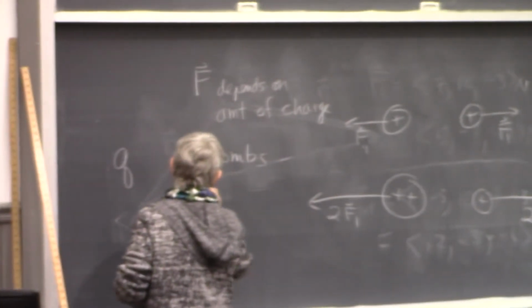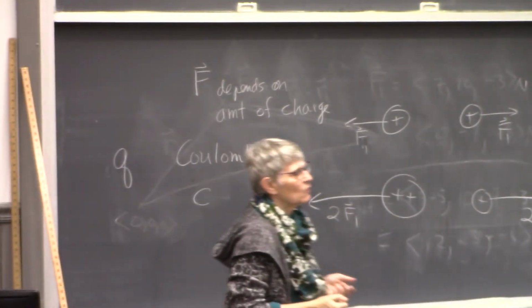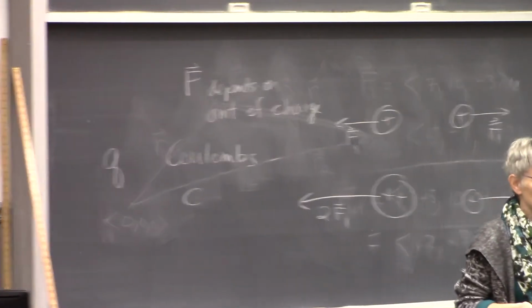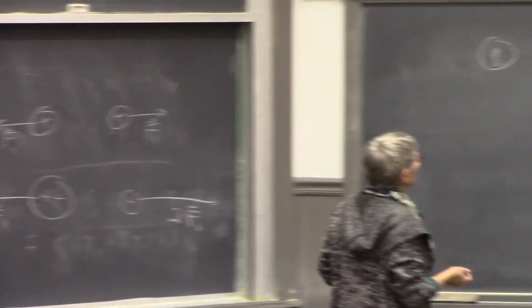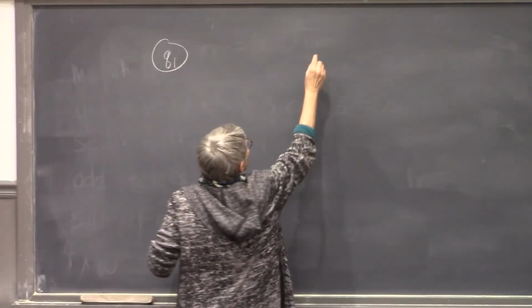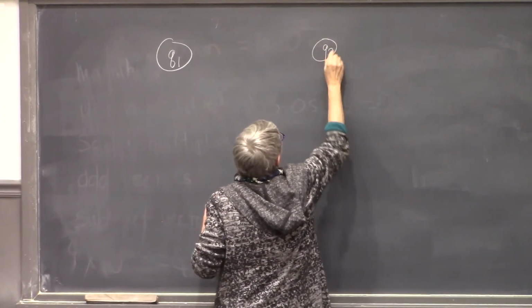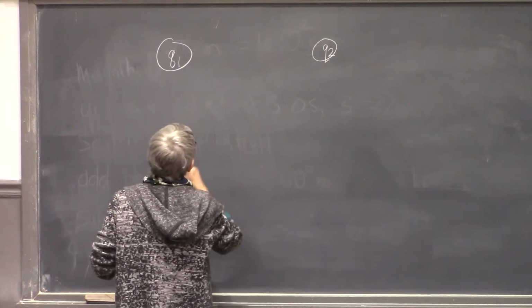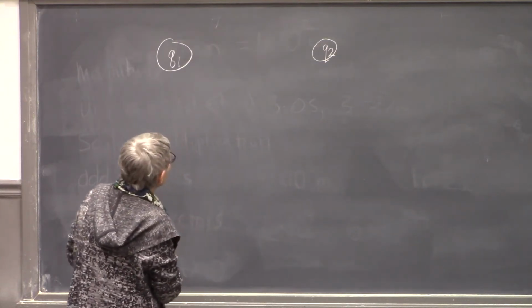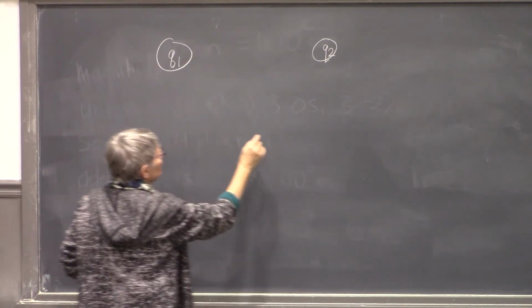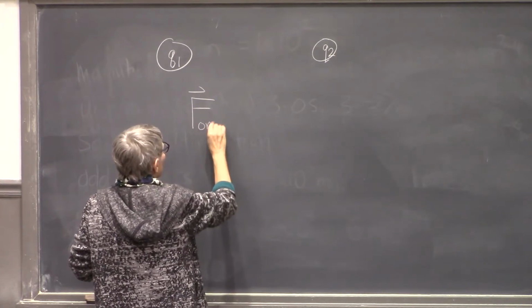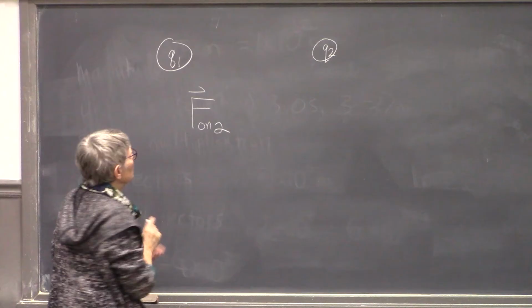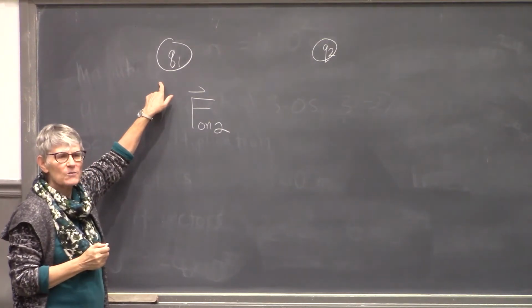The abbreviation for coulombs is a capital C. It turns out that 1 coulomb is a huge amount of charge, so it's kind of an odd unit. And here's another object with charge Q2. We want to write an expression for the force on object 2 due to the charge on object 1.